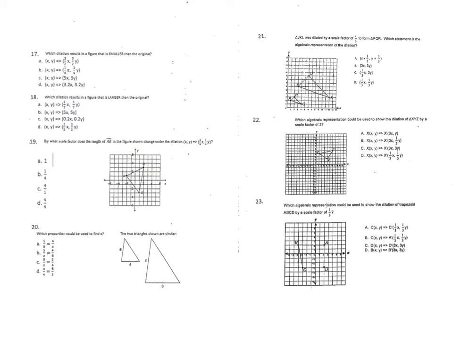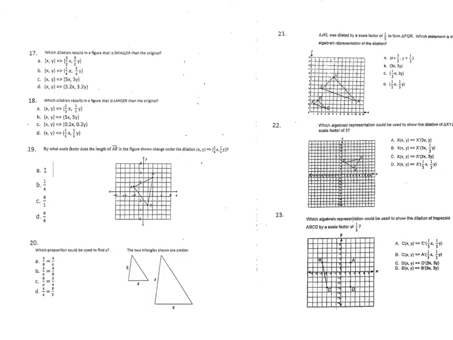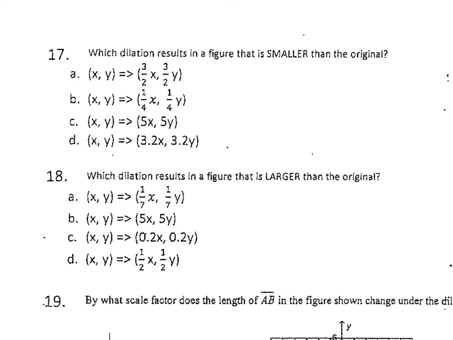Here on the back side, I'm just going to give you some reminders, but for the most part, you're going to be doing these on your own. Take a look. Number 17 says, which dilation results in a figure that is smaller than the original? Well, for it to be a dilation that makes it smaller, whatever my scale factor is, it's got to be less than 1.